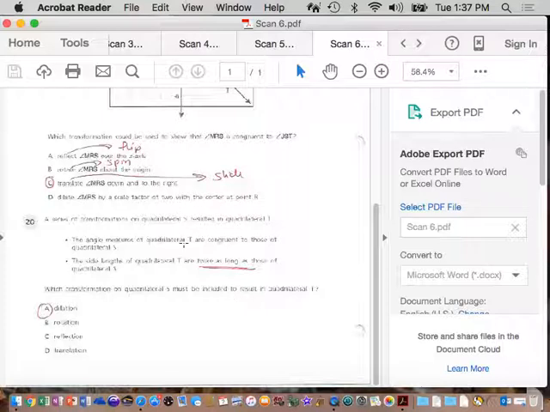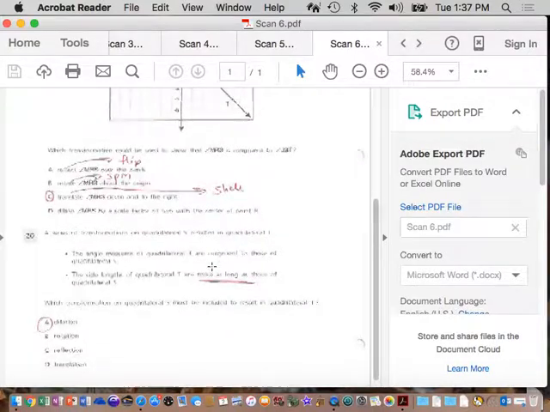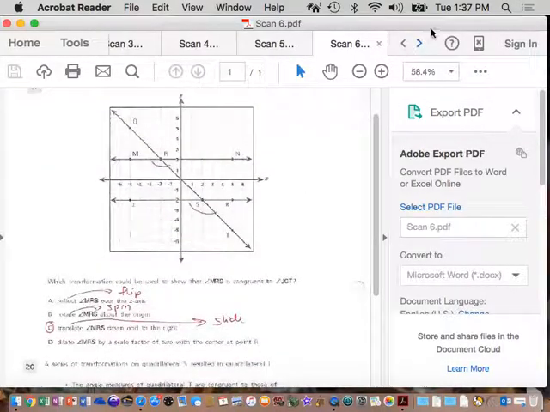In this problem, what's happening is that the length is changing. It's becoming twice as long. As soon as it becomes twice as long, you know that it has to be a dilation, because dilations are the only thing that changes the size.